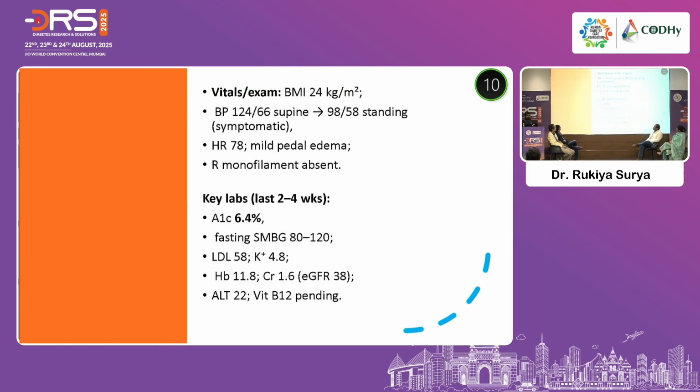So vitals: BMI is 24. Blood pressure is 124/66, and there is orthostatic hypotension. Heart rate is 78. Pedal edema is there. Monofilament test, sensation is almost absent. So key labs: HbA1c is somewhere around normal range. Fasting SMBG is somewhere around 80 to 120. LDL is 58. Potassium is normal. Hemoglobin is 11.8. Creatinine is 1.6. ALT is 22. Vitamin B12 results are pending.